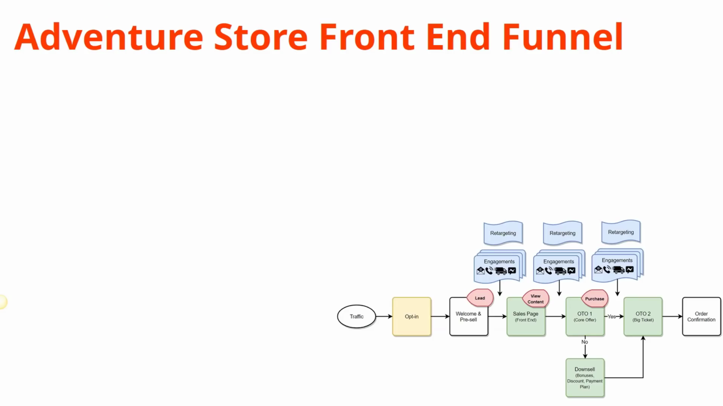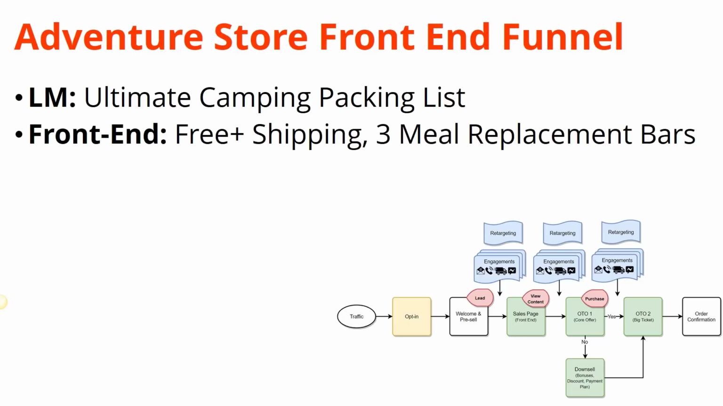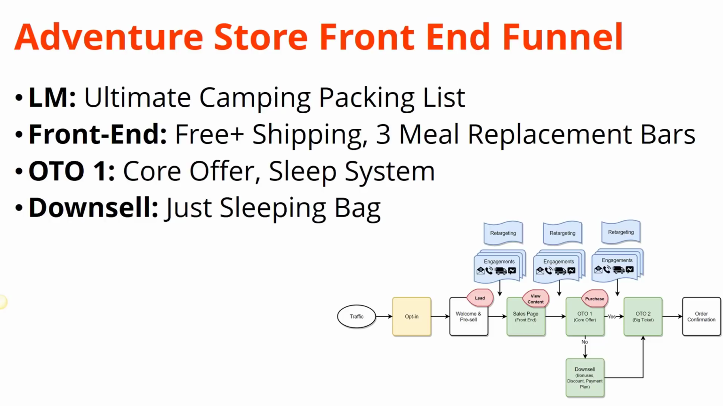Alright, so for our Adventure Store front end funnel, we're going to be giving away a lead magnet that includes the ultimate camping pack list. Our front end product will be a free plus shipping offer, and it's going to be for 3 meal replacement bars. Our OTO1 is our core offer, which is the product we actually want to sell, and it is our sleep system. And if they turn that down, we're just going to offer them just the sleeping bag, so no mat and no waterproof bag or anything like that, just the sleeping bag. And then our OTO number 2 is a tent.